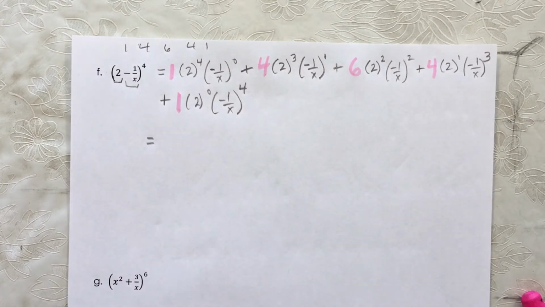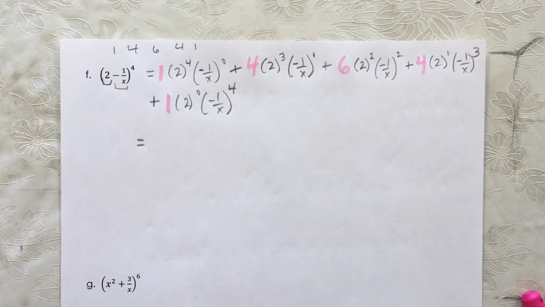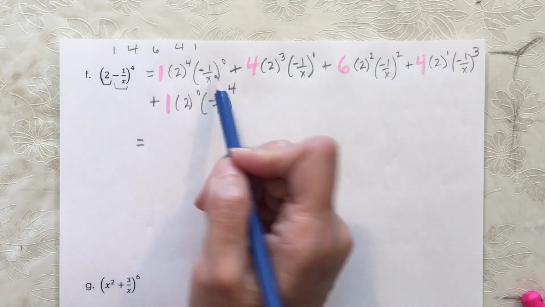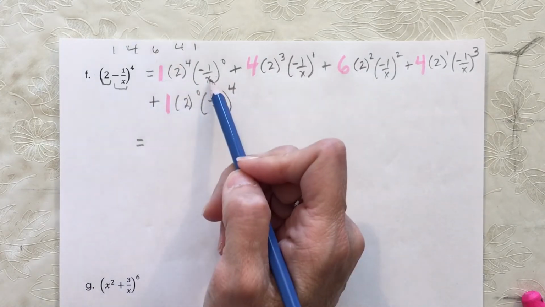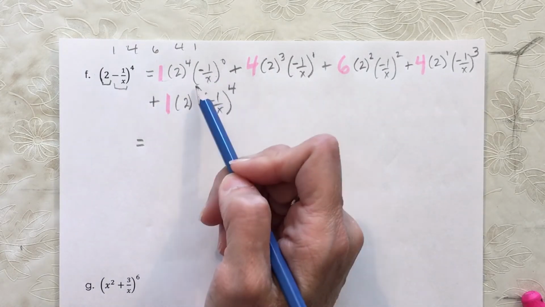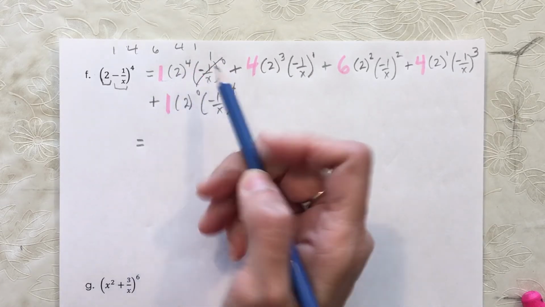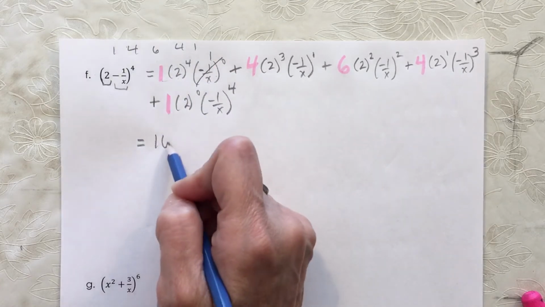So now we want to simplify these. So each little grouping is 3 things multiplying together. We've got a 1, and anything to the 0 is 1. So we just end up with our first term being 2 to the 4th, which is 16.